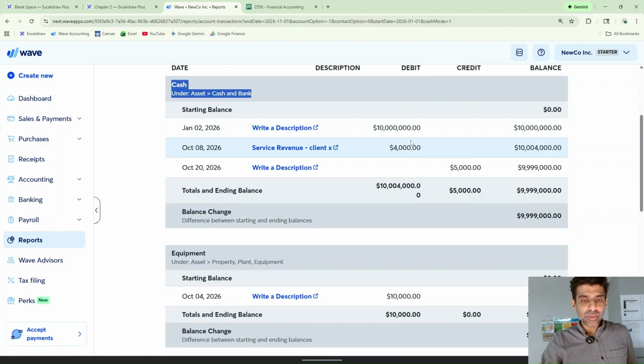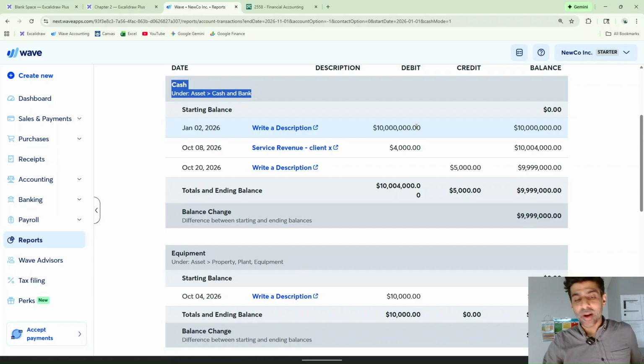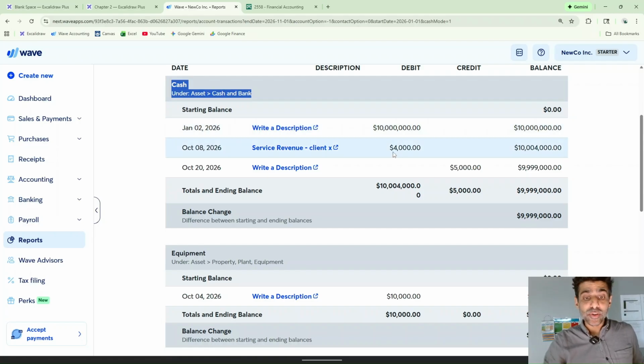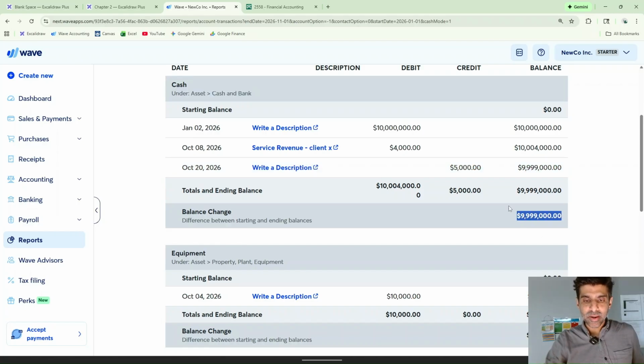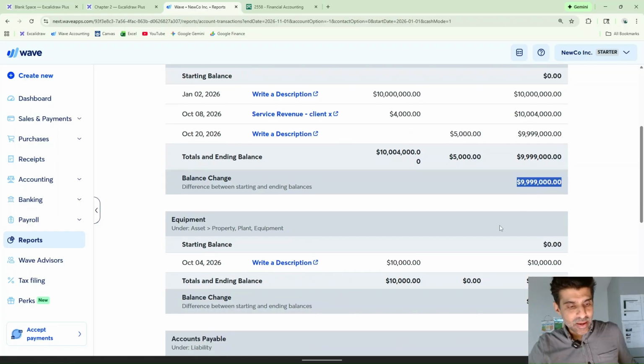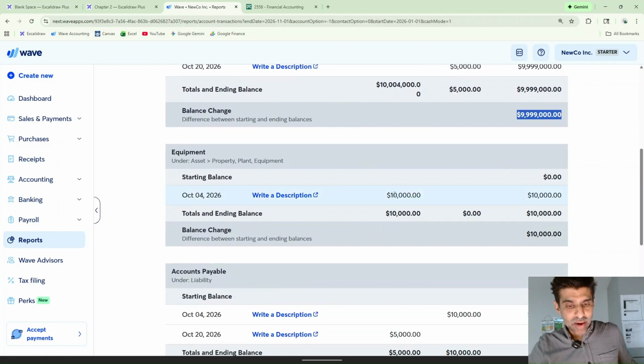We have two debits, 10,000 or sorry, 10 million from the issuance of the stock, that first transaction. Service revenue, we got cash from that client. And then this 5,000 is a credit, right? It's a reduction in cash, right? So it's giving us the balance here, right? This software could be a little more clear by telling us that this is a debit balance, but it is a debit balance. Okay? And then equipment, we have our 10,000.